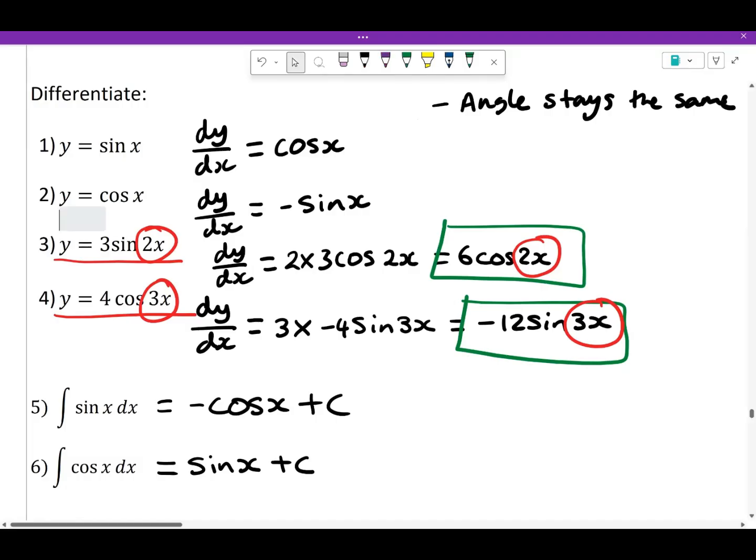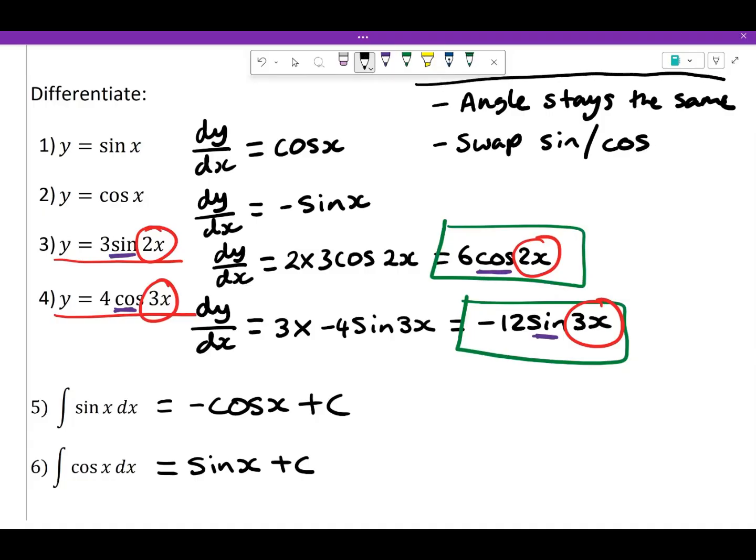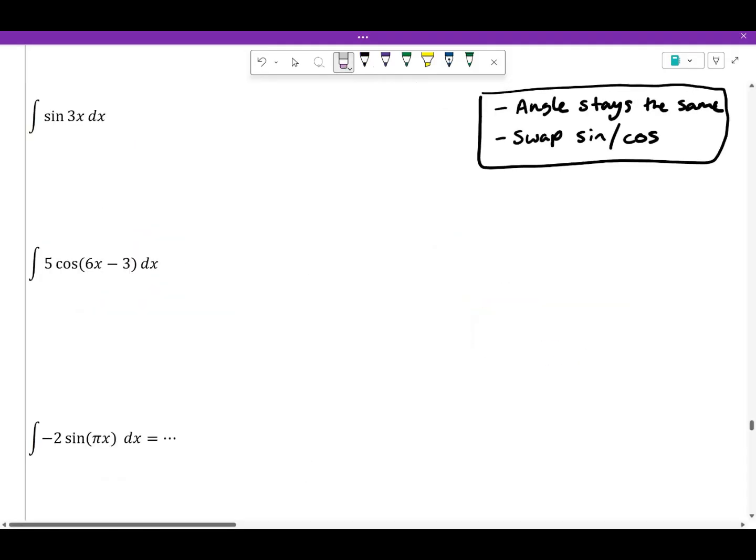Now, is there anything that changes in a specific pattern? Well, we have cosine here, whereas we have sine over here. And then we have sine here, whereas we have cosine over here. So clearly, we swap up the cosines and the sines. So I'm going to say swap sine slash cosine, like that. And this is going to be our way into integrating. We're going to make use of this to try and do some integrals.